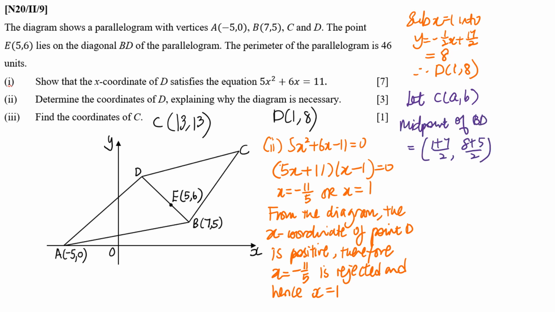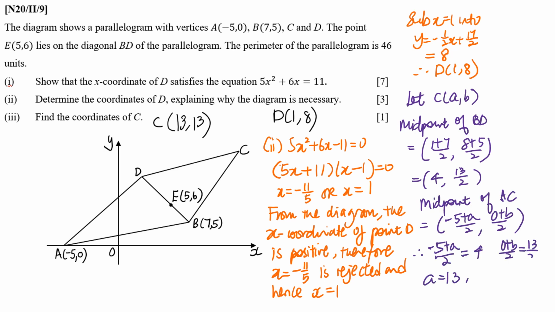So the midpoint of BD, because you already found point D, which is (1, 8), here, this is (1, 8). So we can just find the midpoint of BD to be (4, 13/2). Then go on to find the midpoint of AC, and then equate these two values. The midpoint will be the same. This will be equal to this, because the midpoints of both diagonals will be the same, because this is a parallelogram.